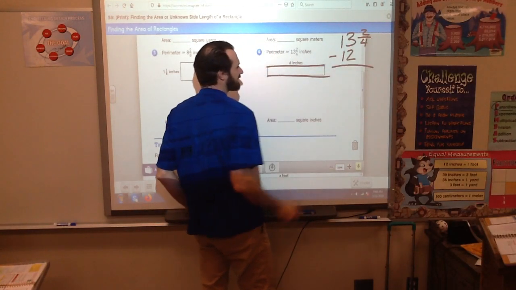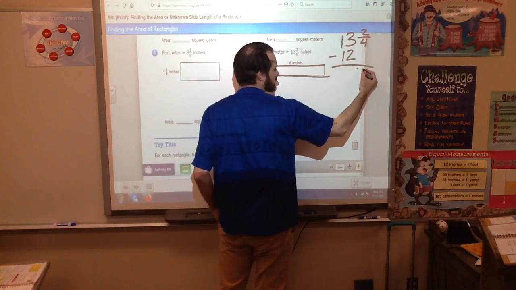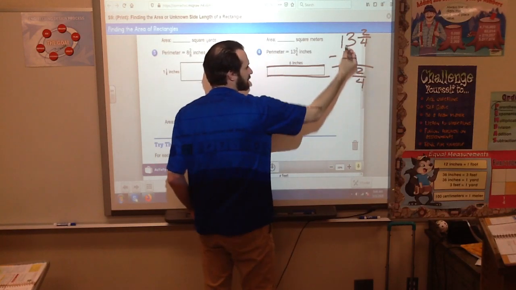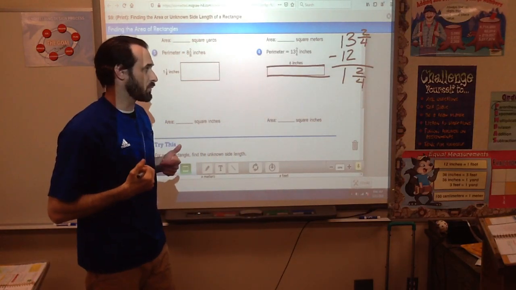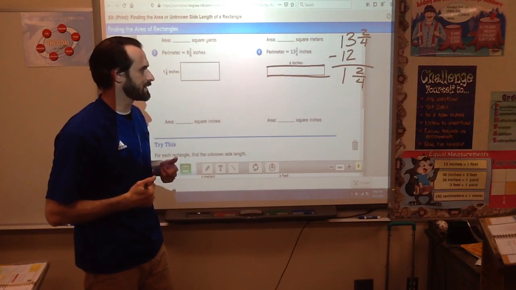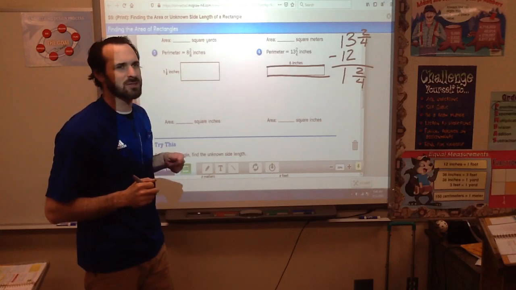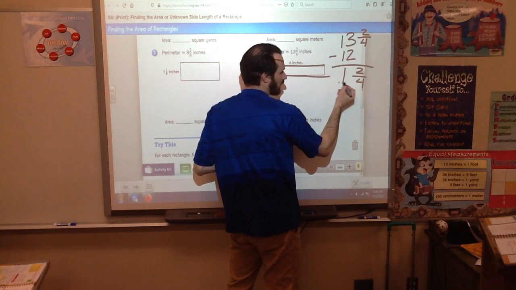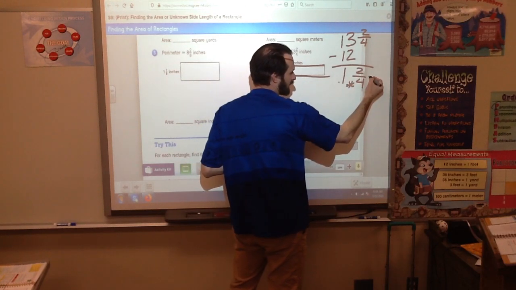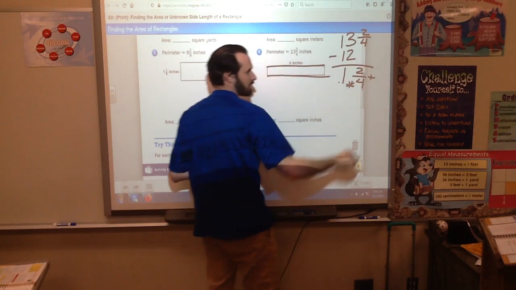So if we subtract that, 2/4 minus 0 is 2/4, and 13 minus 12 is 1. Now I know what you're thinking, well how do we split 1 2/4 in half? What I would do is make it into an improper fraction. And how we do that, if you remember, you take whole number times denominator, then add the numerator. You go in a circle.